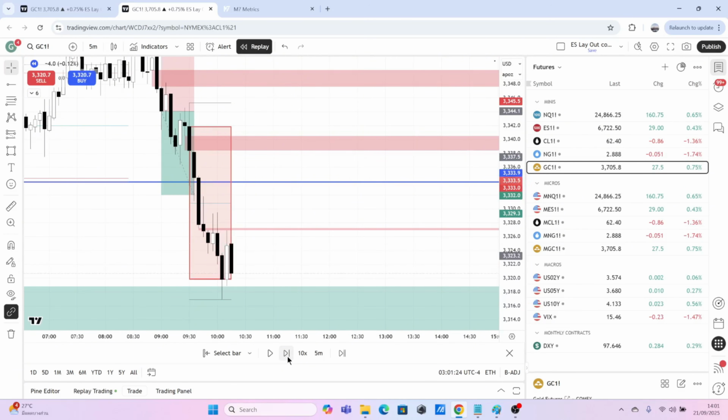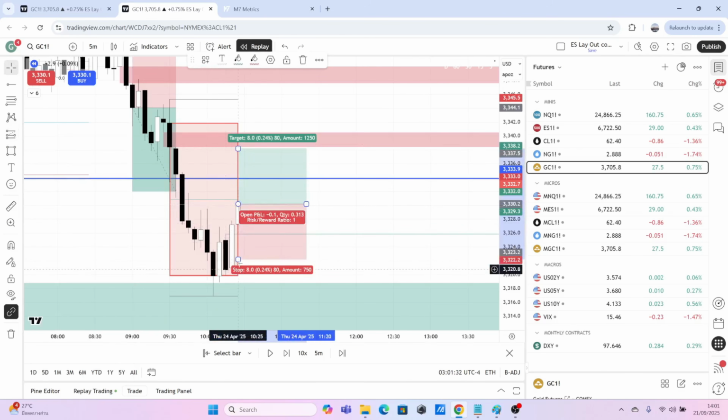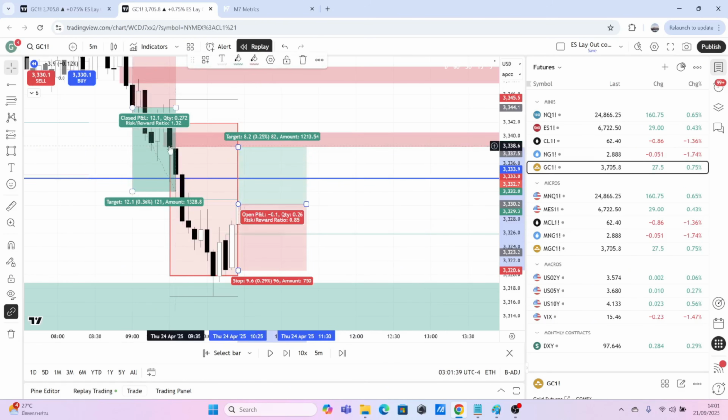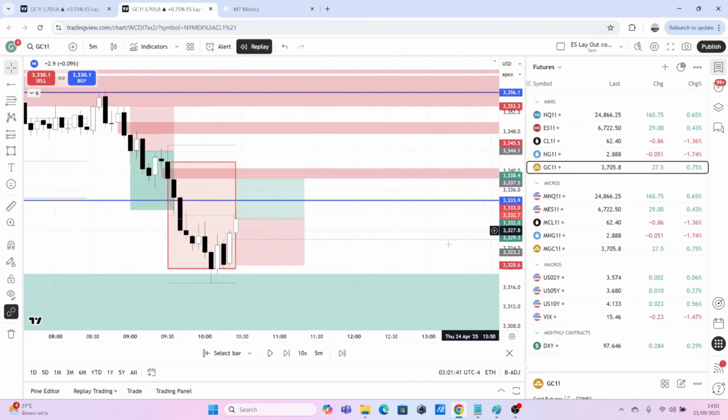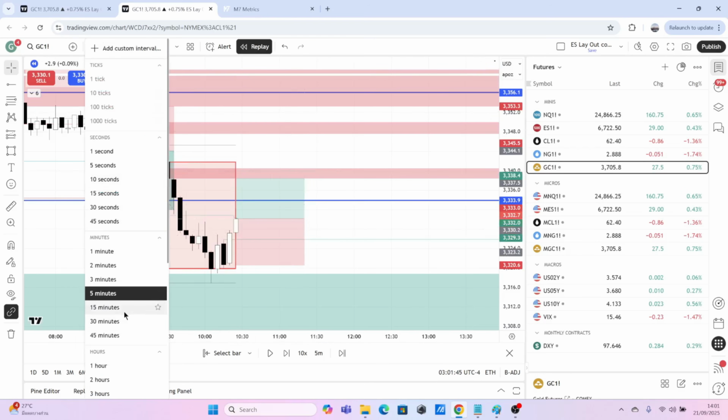Okay. Let's see if we can get one in the opposite direction. Okay, we do. There we go. Inverted fair value gap. Again, this is not the best trade. These fair value gaps are quite small, but this is just for example. So this 5 minute fair value gap, untapped. Now, it's only a 0.8R return, which is not ideal.